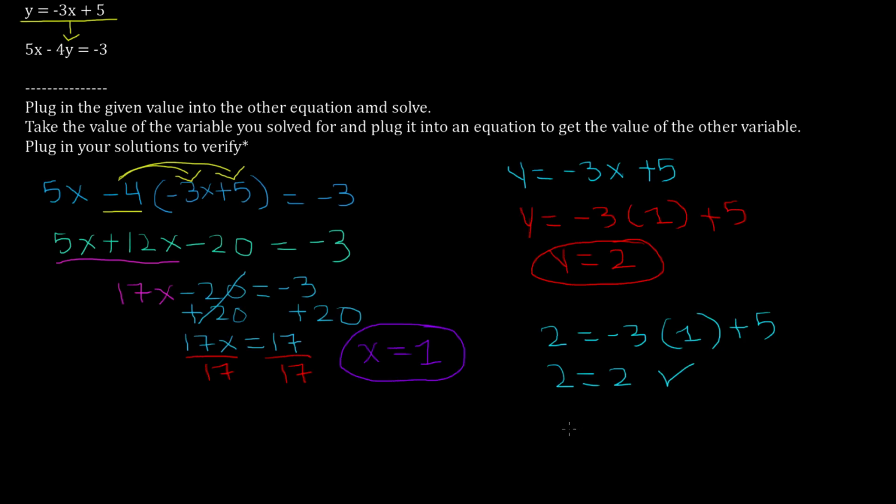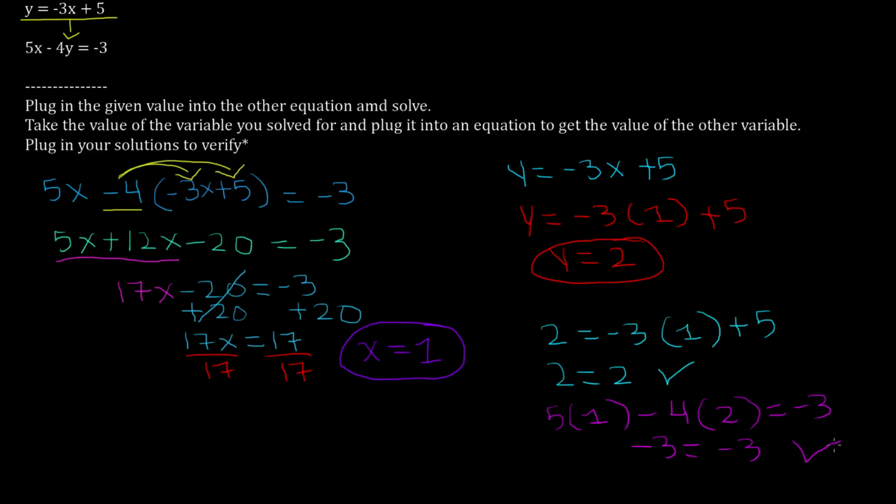And then for our second equation, which is 5x minus 4y is equal to negative 3, we will have 5 times 1 minus 4 times 2 is equal to negative 3. 5 times 1 is 5, and then minus 4 times 2 is minus 8. So 5 minus 8 would give us negative 3 is equal to negative 3, and it works out for our second equation as well.